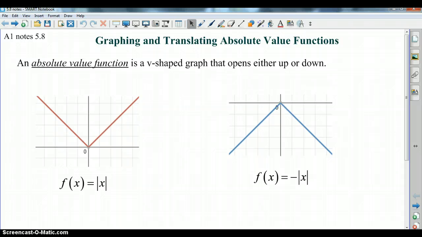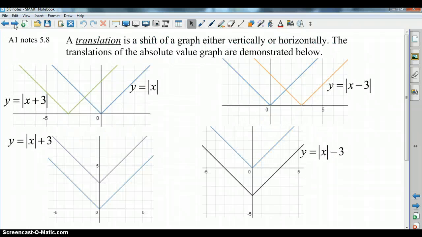It can open up, as you see over here on the left when you have f of x equals the positive absolute value of x, or it could open down if you just put a negative symbol in front. We call that a reflection, but we can use either of these graphs as parent functions essentially. We'll talk more about what that means as we move on, and we'll look at how we would translate either of these graphs. Now we'll focus specifically on the positive version in our notes, but you'll see an example of the negative on your homework assignment in class. Not a big adjustment for you though.